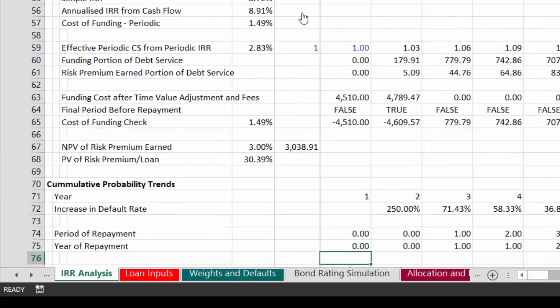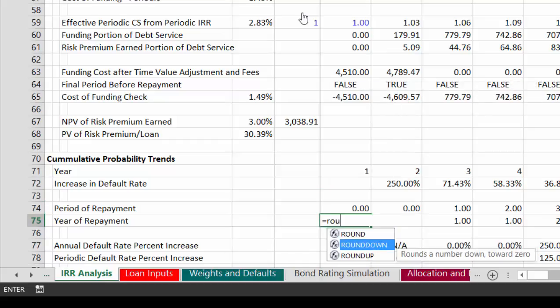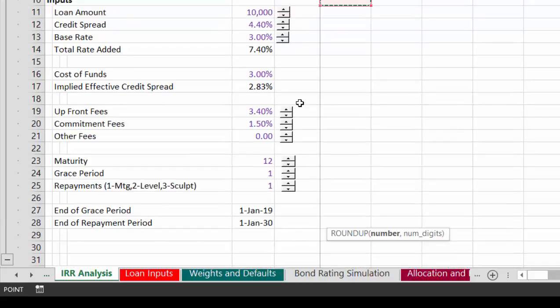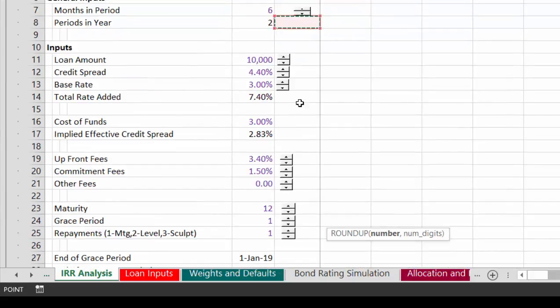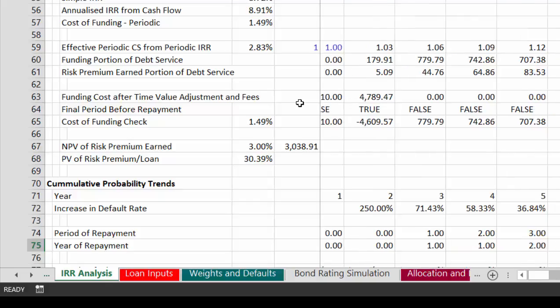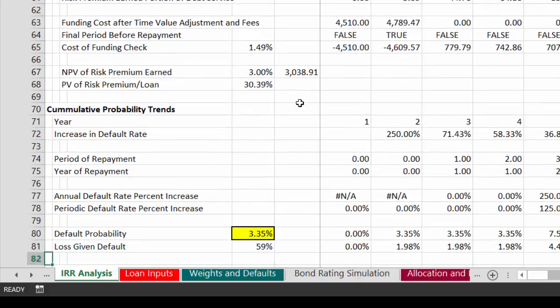and we need this in years because the S&P analysis is in years, so we put round up, and then you go to this one, the year, and you divide it by not the 6, but by the 2, and then you put a comma 0. And what that will do is when it's 0.5, it'll always round it up to 1. When it's 1.5, it'll round up to 2. So right now you have 2 1s, 2 2s, 2 3s, 2 4s, 2 5s, and so on and so forth. So that's how you switch the period to the year.